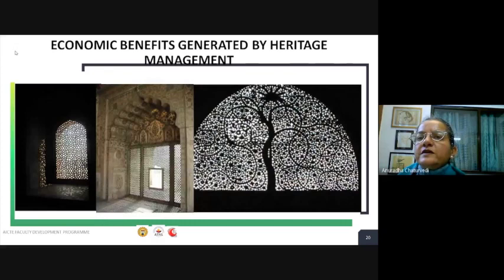So, when we look at the kind of skills which are possessed by craftsmen, there are a lot of economic benefits which can be generated through developing capacity, through innovating in such a way that the craftsmen are able to benefit not just through conservation but through contributing towards contemporary building also.